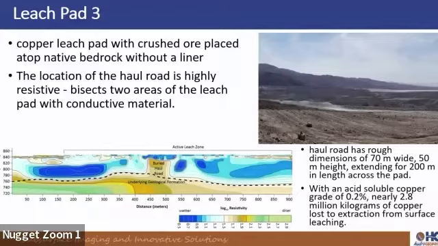It bisects two areas of leach pad with conductive material. Another thing that's interesting is that you don't see any of that wetted material getting into the native bedrock, which is a good sign. The haul road has rough dimensions of 70 meters wide, 50 meters height, extending for about 200 meters in length across the leach pad. So if we get the residual information about what that grade is, it's about acid soluble copper of 0.2%, which means nearly 2.8 million kilograms of copper lost to extraction from surface leaching.